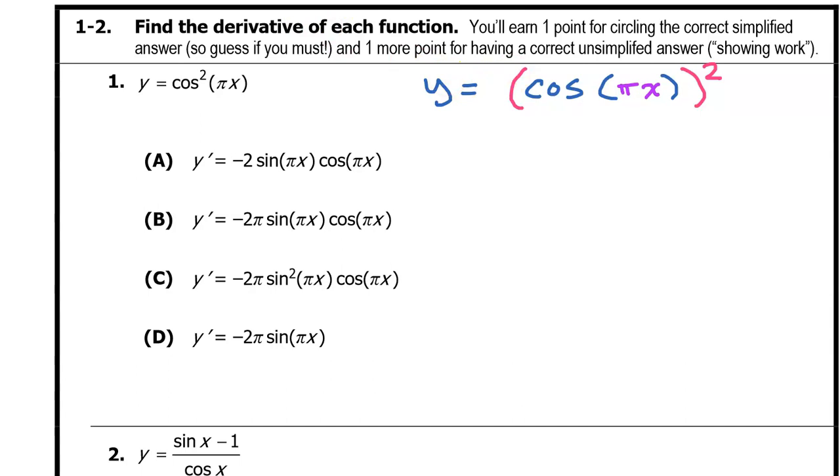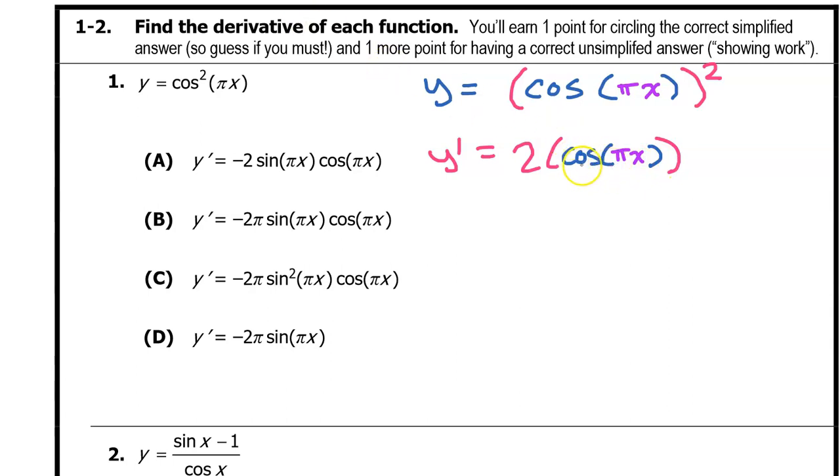According to the chain rule, we need to start by taking the derivative of the outer function. So using the power rule, I'm going to put the 2 in the front. I reduce the power by 1, and there it is. When you do the outer function, you leave the inner function the same. So I have cosine and then pi x. But then you must multiply by the derivative of the inner function.